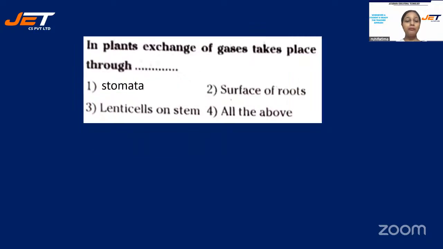Next question. In plants, exchange of gases takes place through stomata, surface of roots, lenticels on stem, or all the above. In plants, exchange of gases takes place through stomata, surface of roots, lenticels on stem, or all the above. Quickly answer the question, students. What will be the correct answer?